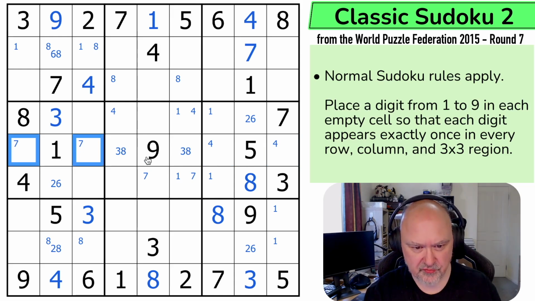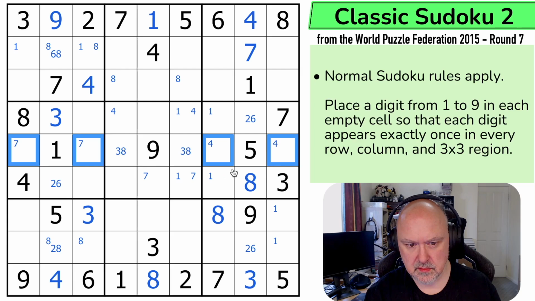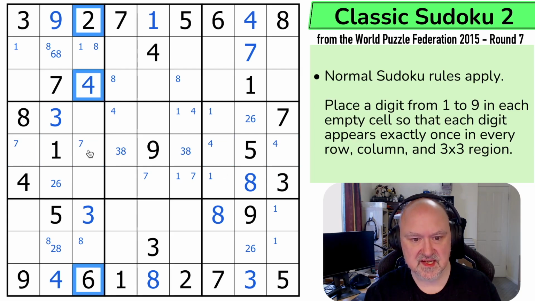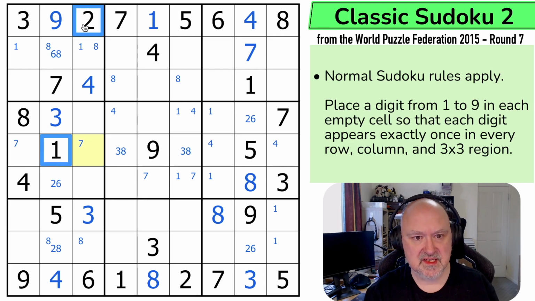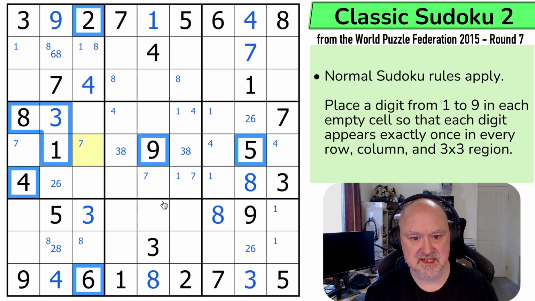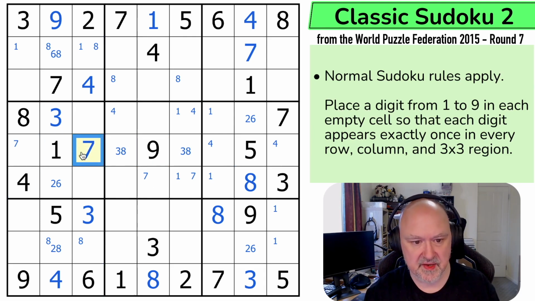What is this quadruple now that I've got the 3-8? These are 2, 4, 6, and 7. And this sees 2, 4, 6. That has to be the 7. So if we look at this cell, this is what's called a naked single. It sees a 1, it sees a 2, it sees a 3, it sees a 4, it sees a 5, it sees a 6, it sees an 8, and it sees a 9. The only digit it can be is a 7.